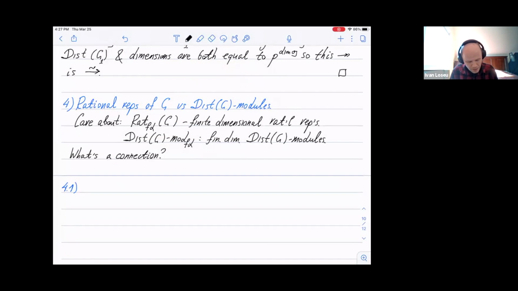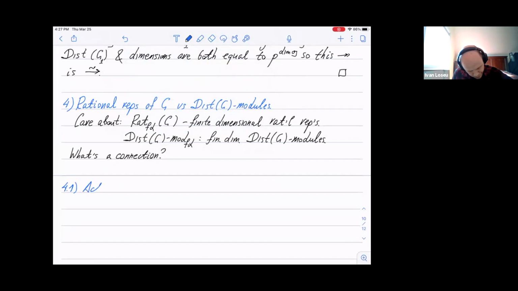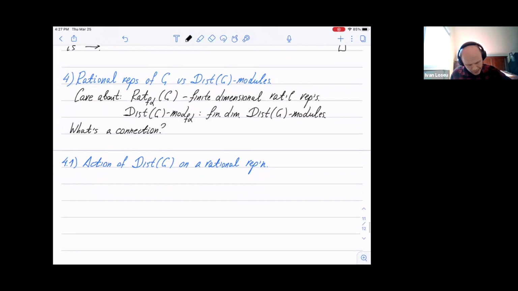But first, I need to describe an action of Dist G on a rational representation. So there is such an action. Let me explain how it looks.